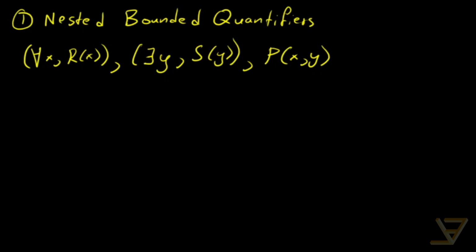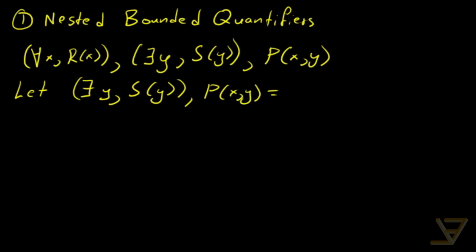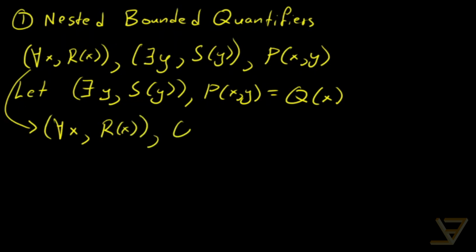The technique that I like to use is substitution. We let there exists y such that s of y and p of x, y equal to q of x, because x is still free. Y is quantified, but x is still free. And so what this then becomes is for all x, r of x, q of x. And we know what the definition of this is.